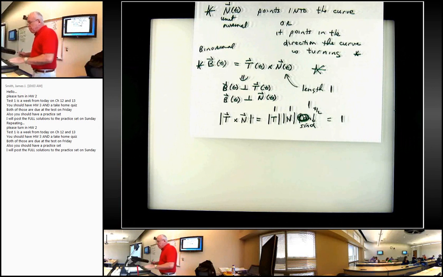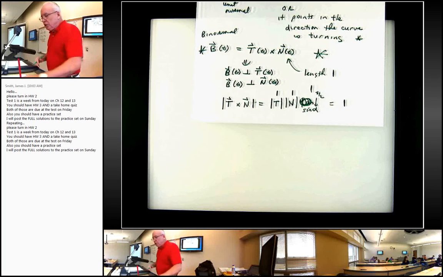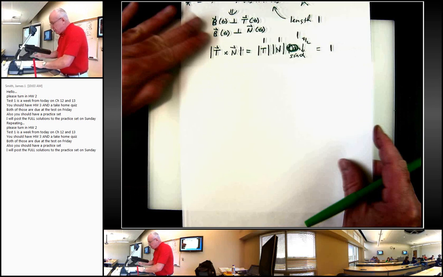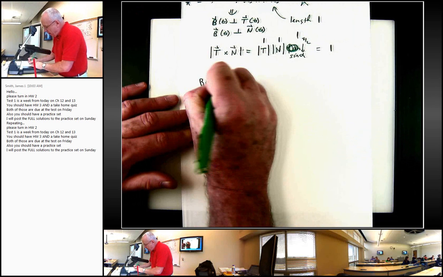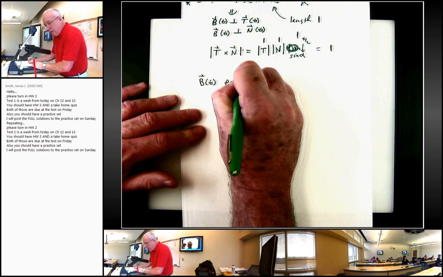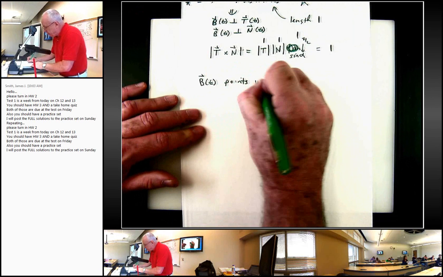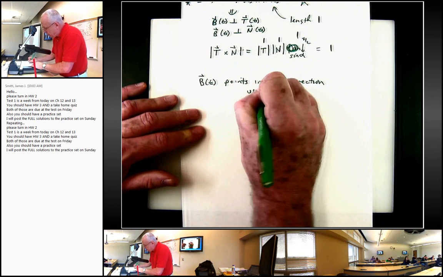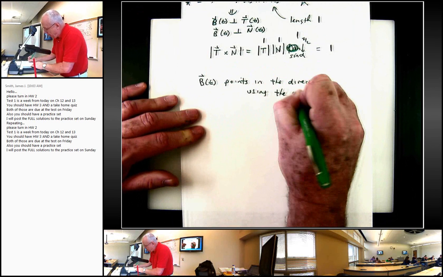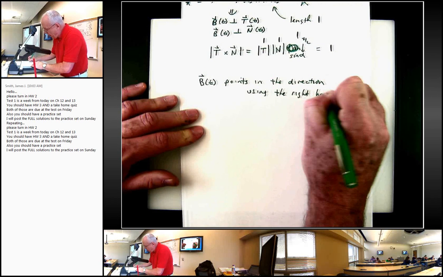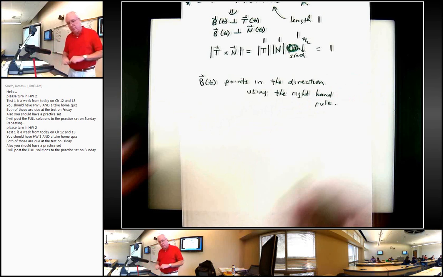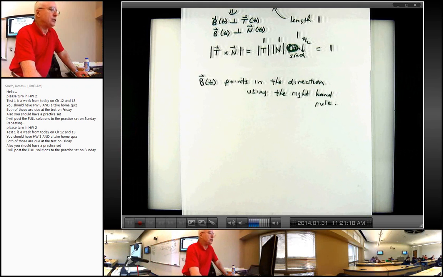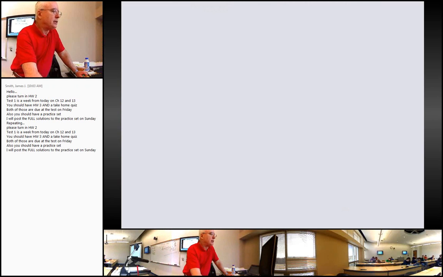And it points in the direction given by the right-hand rule. So that's another thing: the B direction points in the direction using the right-hand rule. I think maybe we'll show just how that points.